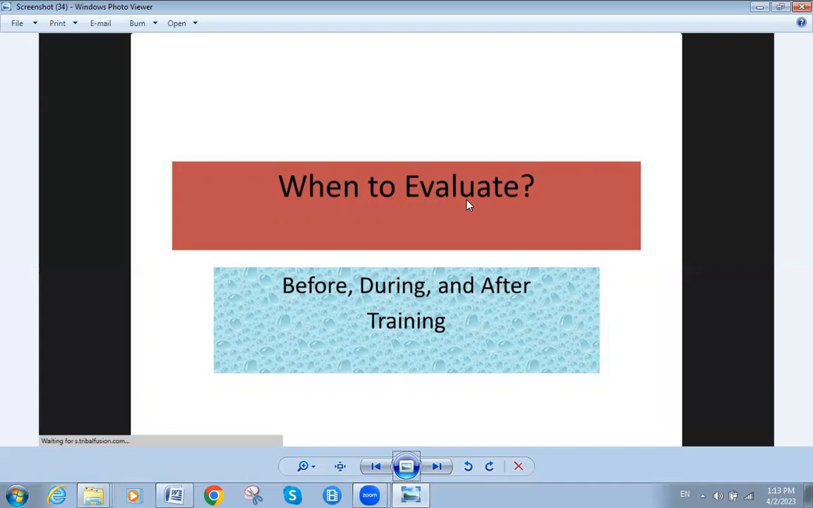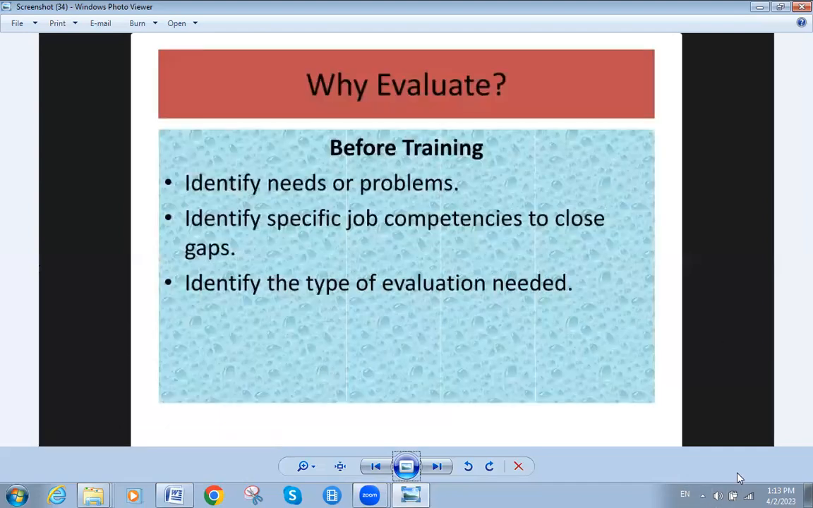During the training, while he's working on it, you can ask him questions to follow up and to make sure that he is aware, part by part. After training, there will be an overall evaluation for the gains which he got from the training program. Okay. Let's move on to the next one.